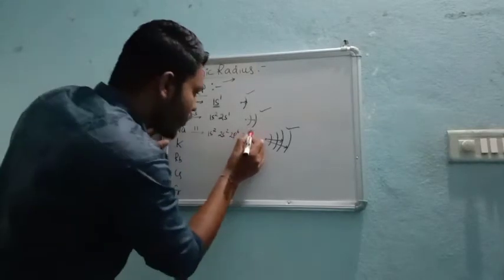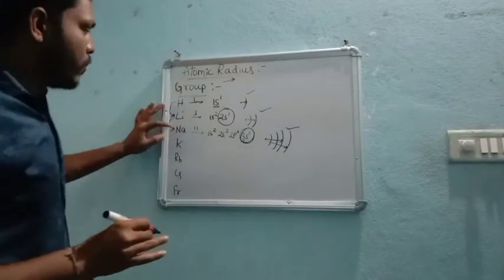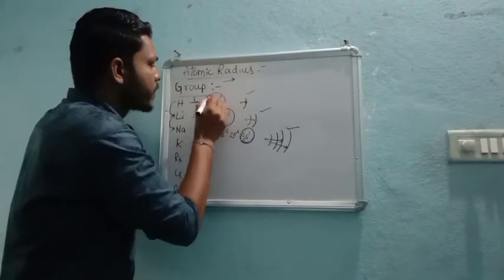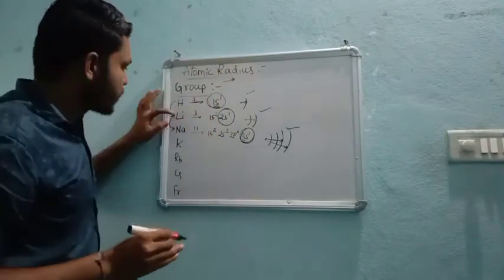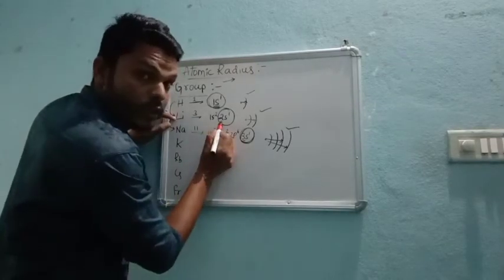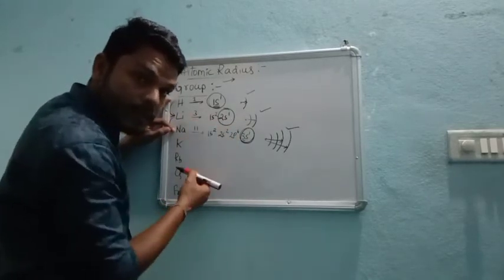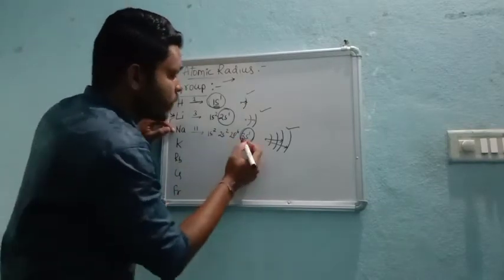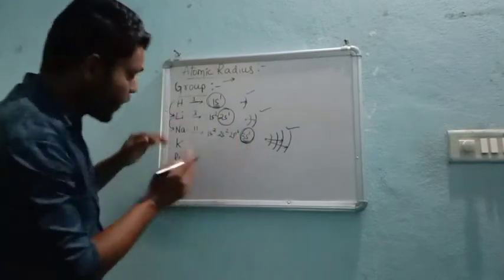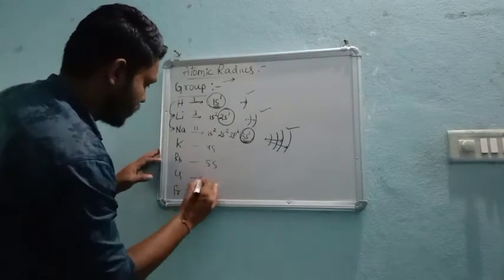Why? Because, see the difference here, the electrons are moving into a new shell. In the first element we are restricted to the first shell itself. In the second element of the same group we moved into a new shell, that is 2s, the second shell. In the same way, sodium, the third element of the same group, has again moved into a new shell, the third shell. Likewise, here we can see the fourth shell, fifth shell, sixth shell.